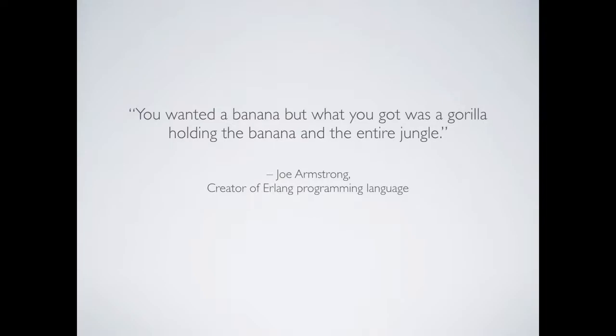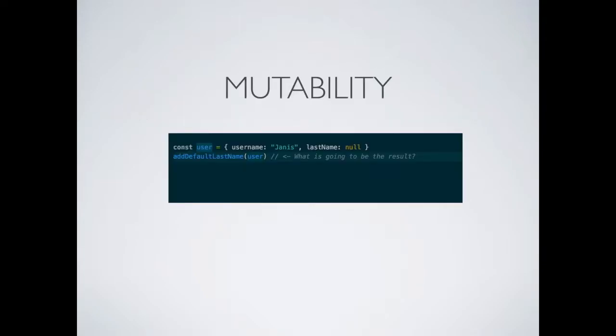Joe Armstrong, creator of the Erlang programming language, said this cool quote about object-oriented languages: you wanted a banana, but what you got was a gorilla holding the banana in the entire jungle. So we really do not know what is happening in our application if we do object-oriented programming that allows for side effects. What do I mean by side effects? For example, you can call an object, it can write to the database, it can call HTTP, it can read some kind of user input, or it can do anything. When you call an object, you don't know what's happening in there.